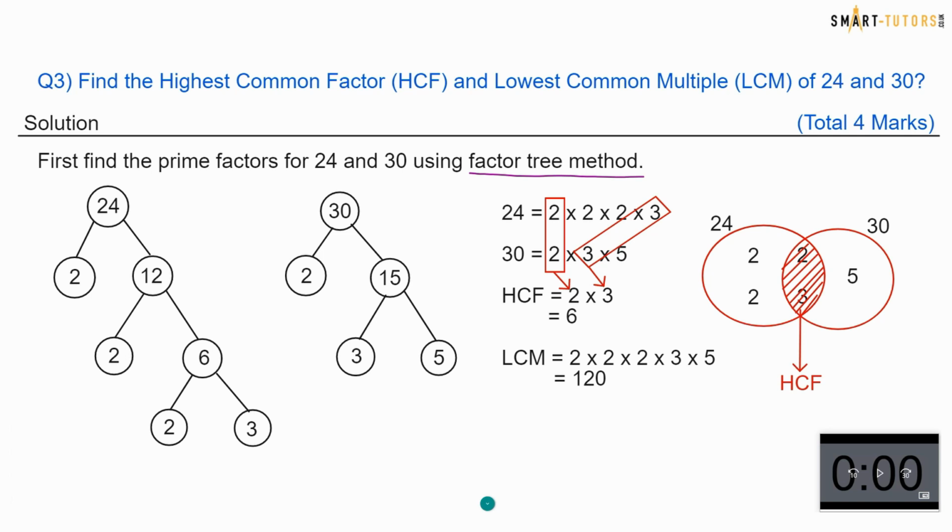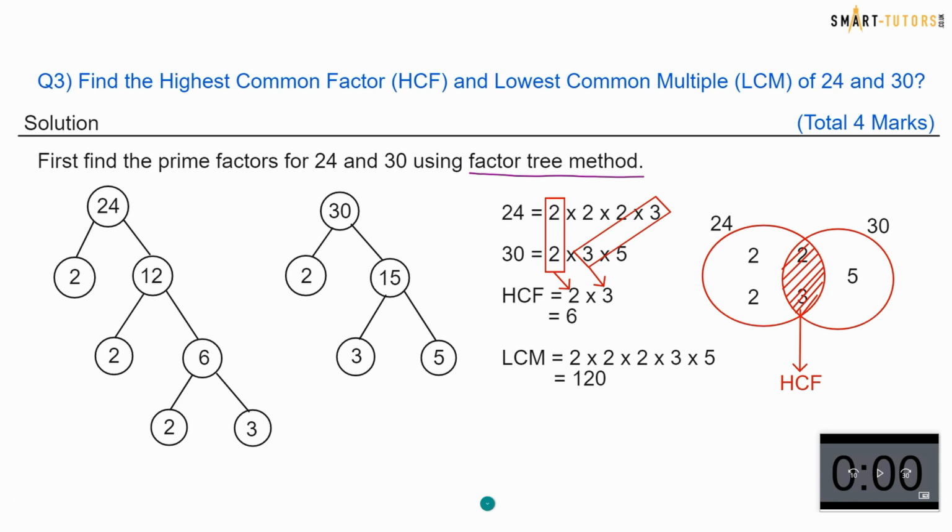Prime factors for 30, following the same method, is 2 times 3 times 5. Now what you need to do is group the common pair of factors, which is 2 and 2. Instead of two 2's, you write one 2. 3 and 3, instead of two 3's, you write one 3. So that becomes 2 times 3, which is 6, the HCF.